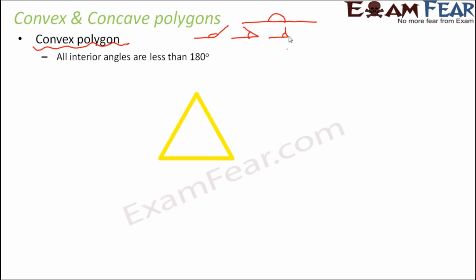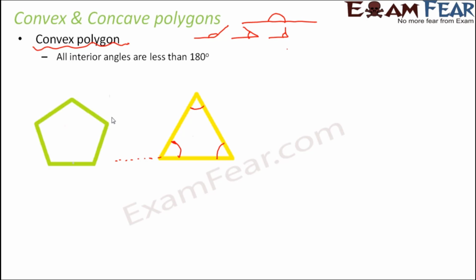So let us look at some examples of convex polygons. If you look at this, this is a triangle. Now what are the interior angles? This is one, this is one, this is one. And all of these are less than 180 degrees, of course, because they are even less than 90 degrees. So 180 would have been something like this, had this been this entire angle. So here all of them are less than 180 degrees.